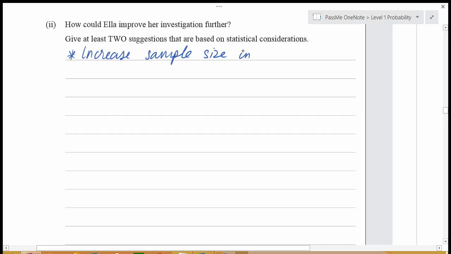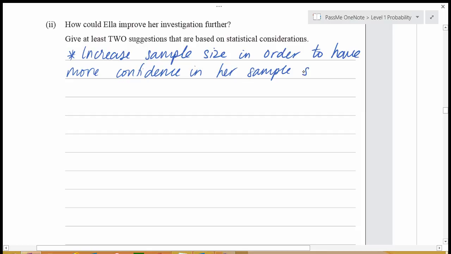So in order to have more confidence in her sample statistics and graphs. Okay, so that's one reason. What other reasons do we have?